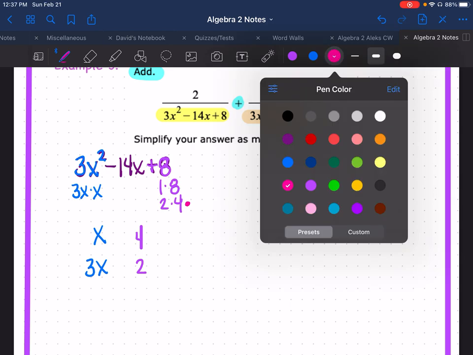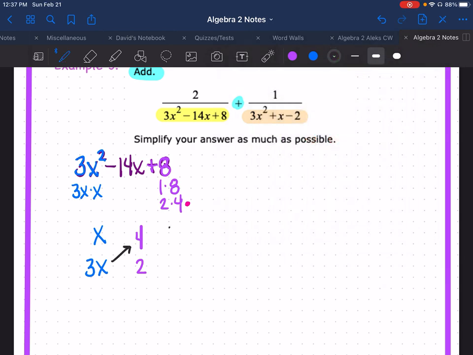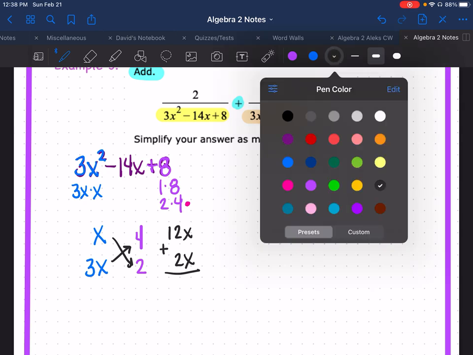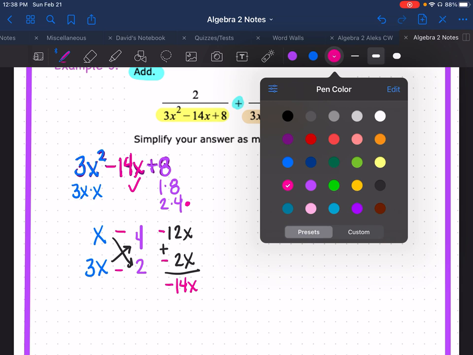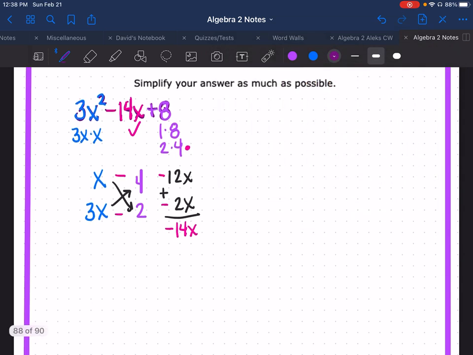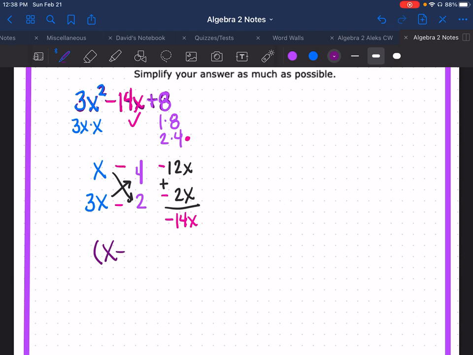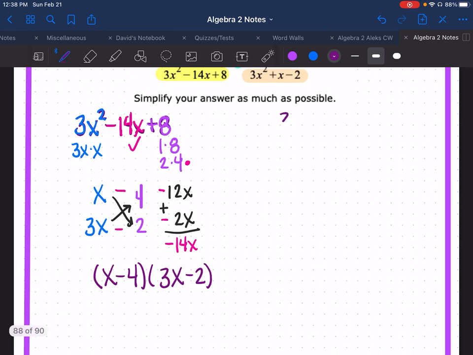So let's grab our color and start multiplying. There's my 12x and my 2x. If I add them together, can I make them be negative 14x? Well, yeah, negative, negative, and I've got negative 14x. So minus and minus. Here are my first factors. I'm going to put them in that purple. So I've got x minus 4 times 3x minus 2. There's my first one. Let's grab our second denominator.